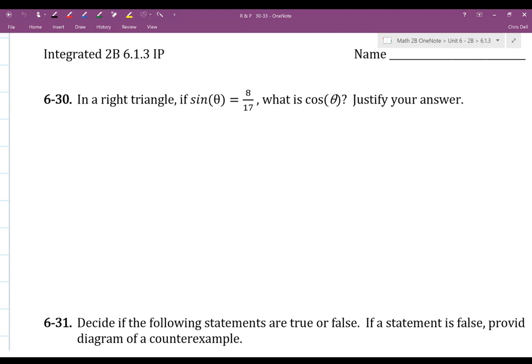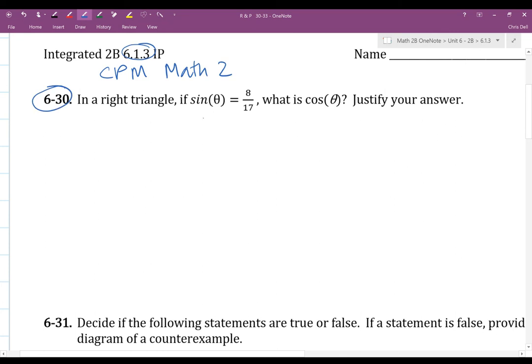Hey, we're going to explore a little right triangle trig and make sure we understand the relationships between our trigonometry and our right triangles and the ratios of the sides. So this is a problem that I'm pulling from CPM, Integrated Math 2, section 6.1.3, number 6-30.